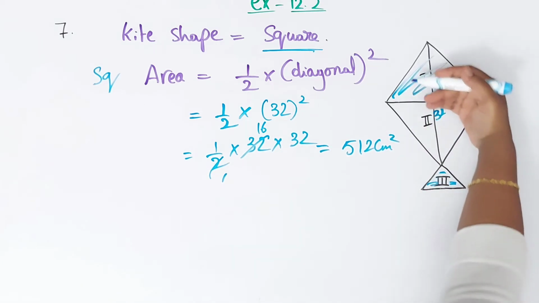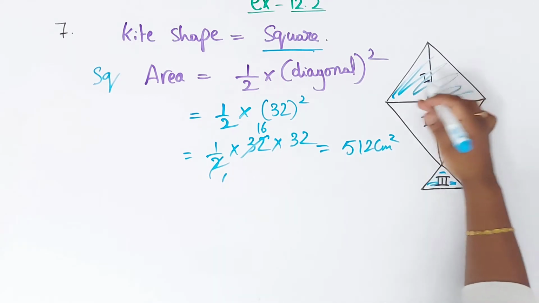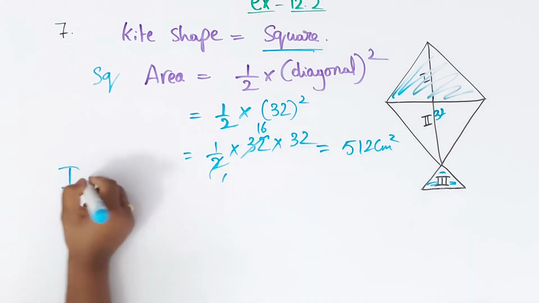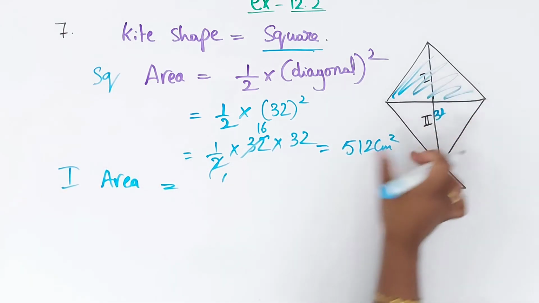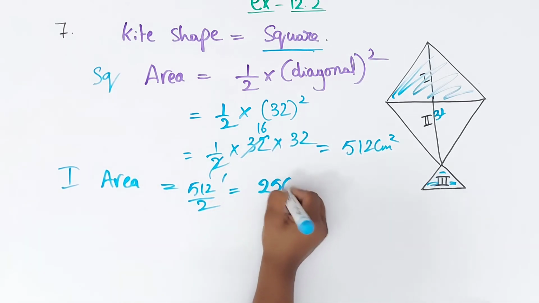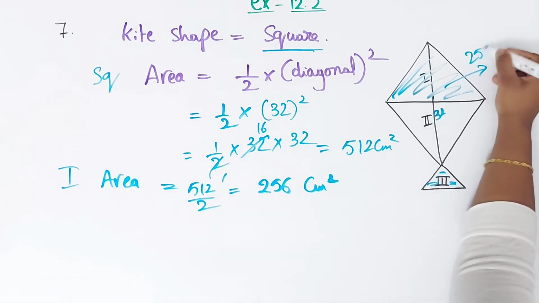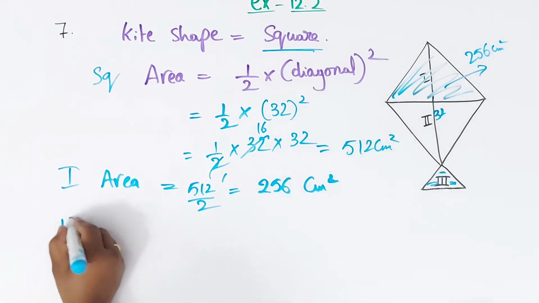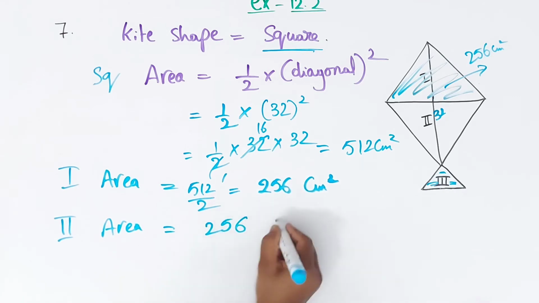But we want half of this and half of this. Correct, children? That means we want this shaded area and this area, second shape area. So first area is equal to half of this one. This is full square area. We have to do half. 512 divided by 2, that equals 256 centimeter square. So this shaded area is 256 centimeter square, children. Now the second portion same. So second part area also 256 centimeter square.